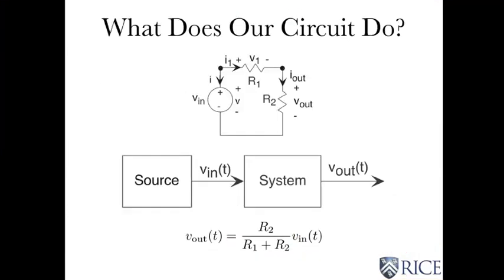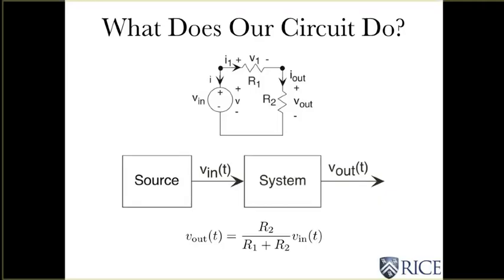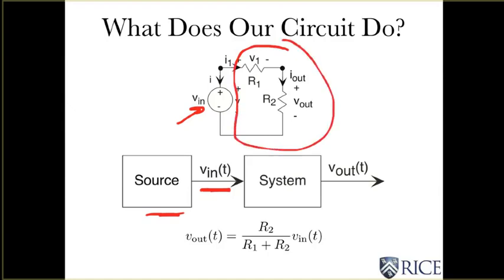So what does our circuit do? Remember, what we're trying to do is build systems, and we're trying to build them at this point out of circuits. So in terms of block diagram models, we have a source that's producing some voltage Vn, and the source is literally the voltage source in this circuit. The system is the entire circuit it's attached to, and we have taken as an output the voltage across R2. And the input-output relationship we have shown is given by that expression.